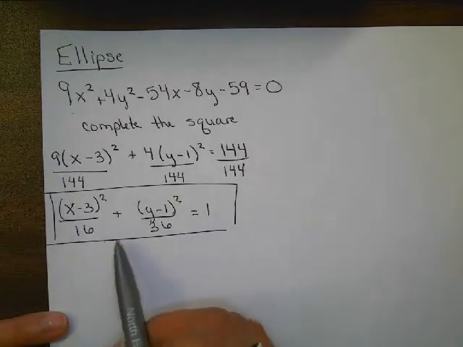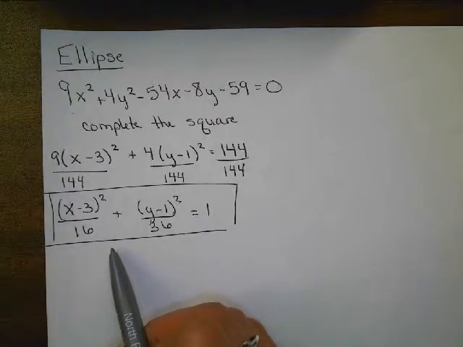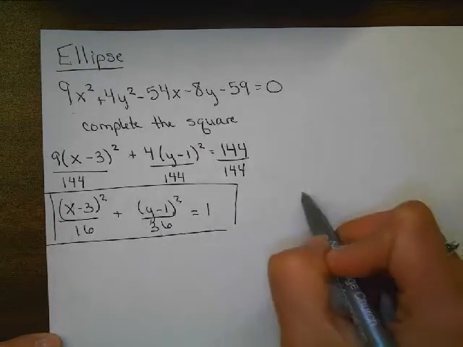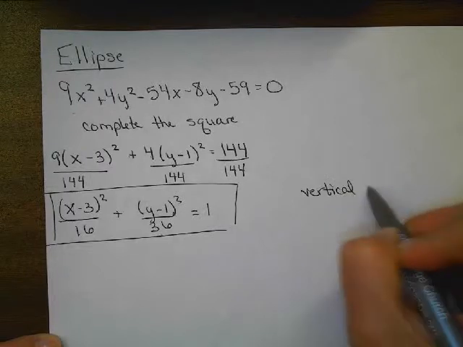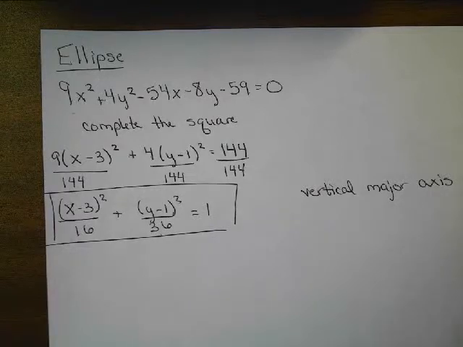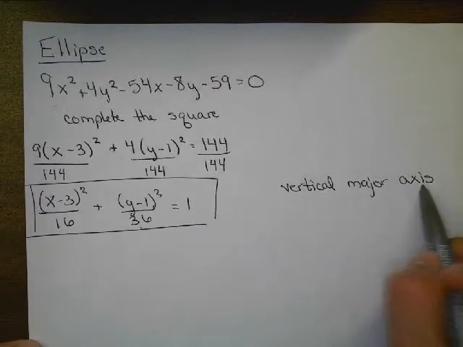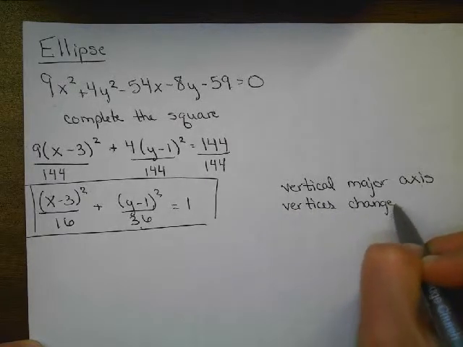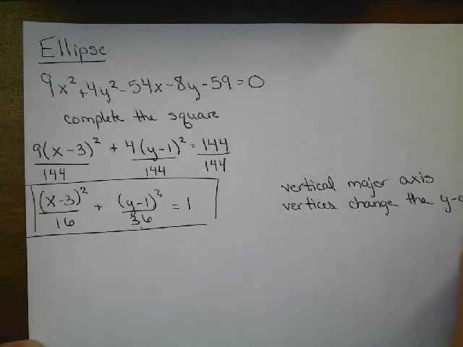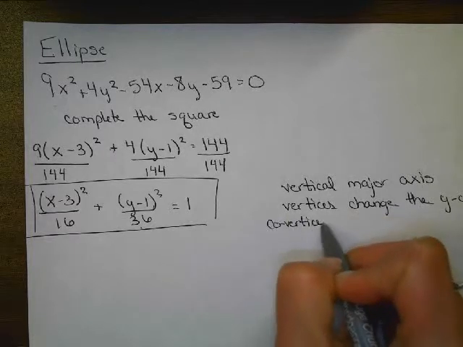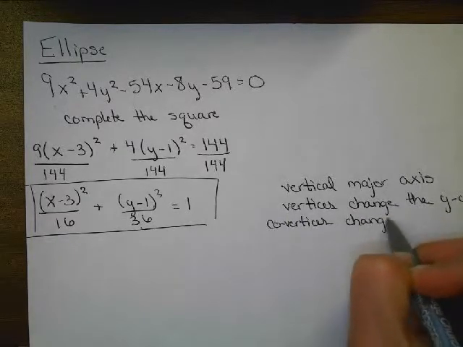Now looking at this, my major axis always runs the direction of the biggest number, the biggest denominator. So since my biggest denominator is 36 here, I have a vertical major axis. And that's going to tell me which direction I have to move the vertices. So since I have a vertical major axis, the vertices are going to change the y coordinate. So you'll add or subtract to the y coordinate of the center to get the vertices, which means the co-vertices then change the x coordinate.